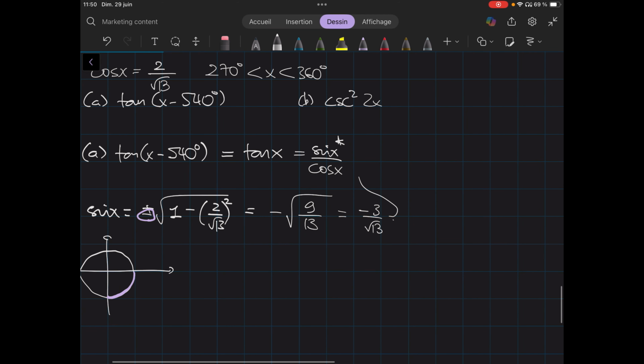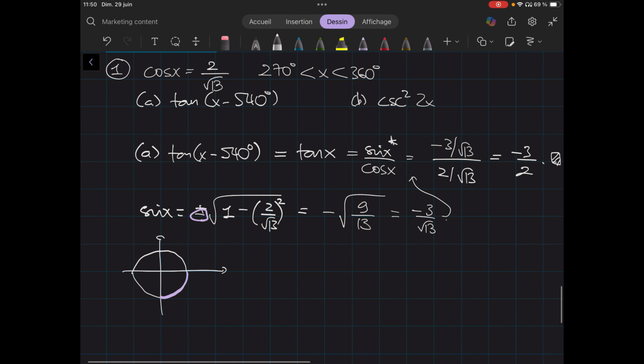Thus, plug back in. Numerator, negative 3 over root 13. Denominator, 2 over root 13. You will get negative 3 by 2. Part B.